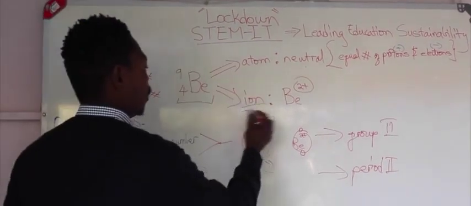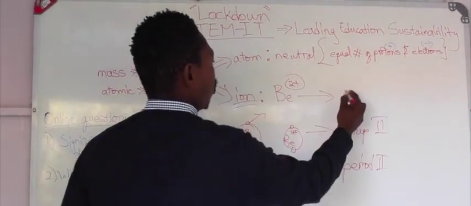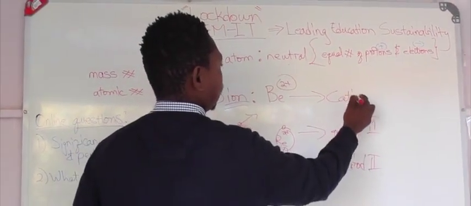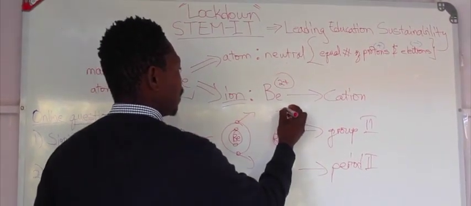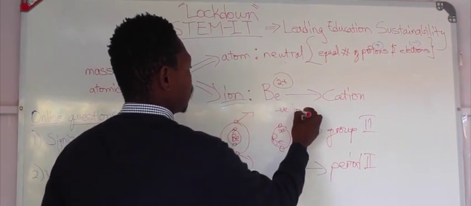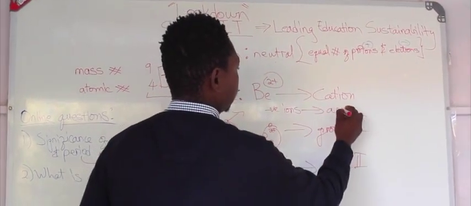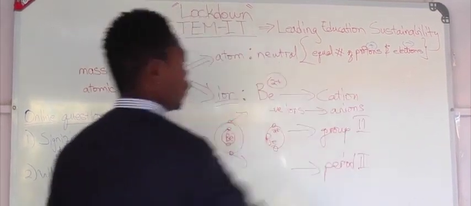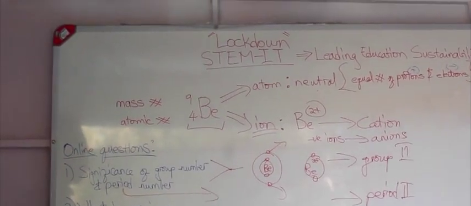Talking of ions, when an atom forms a positive ion, it is called a cation. If it forms negative ions, they are called anions. I hope that is clear as far as the questions we had are concerned.